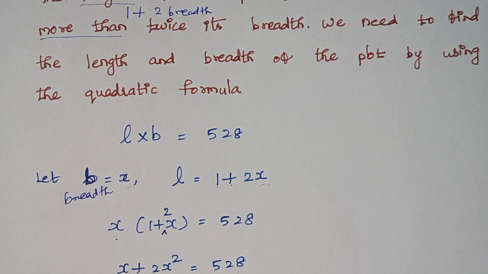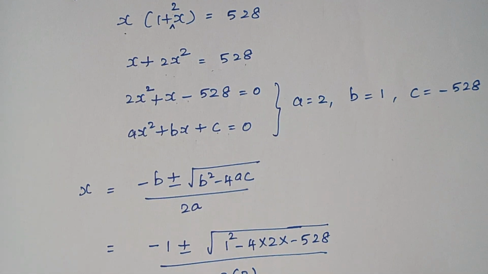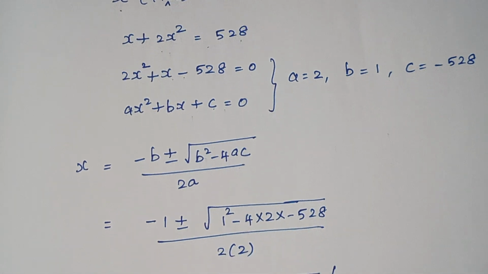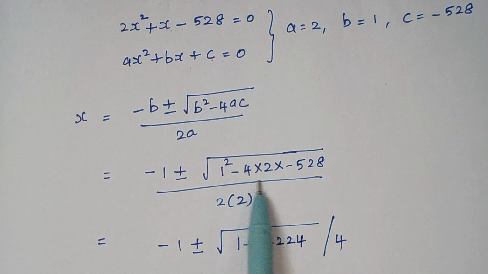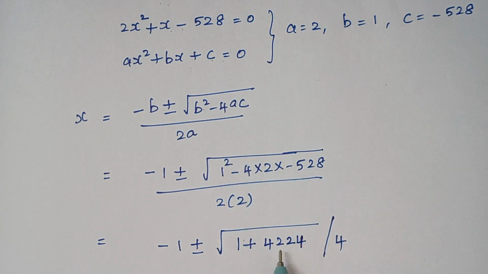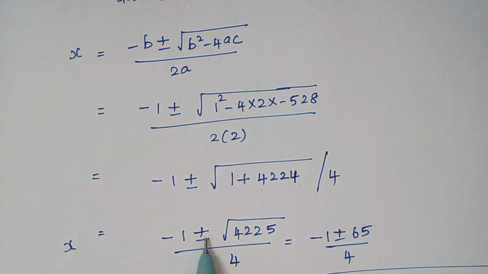So, what is the quadratic formula here? The quadratic formula is given by x is equal to minus b plus or minus root of b square minus 4ac by 2a. Here we know the value of a, b and c. So, just substitute them. Once you substitute, while simplifying this part, be careful because here we have two minus signs. So, minus into minus becomes plus. So, 4 into 2 into 528 gives you 4224, divided by 2 into 2, 4. So, here the final expression is minus 1 plus or minus root of 4225 by 4.